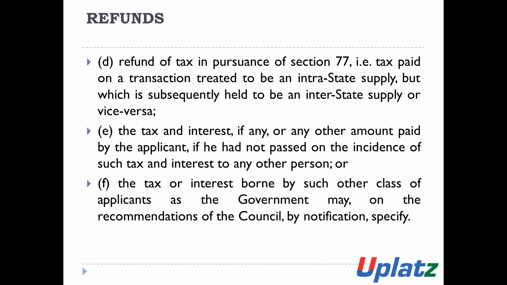Number four, refund of tax in pursuance of section 77, that is, the tax paid on a transaction which is treated as intra-state supply, but subsequently it was found that it is an interstate supply, or vice versa. In this case, the refund of tax will be made to the account of the applicant and it will not be transferred to the consumer welfare account.